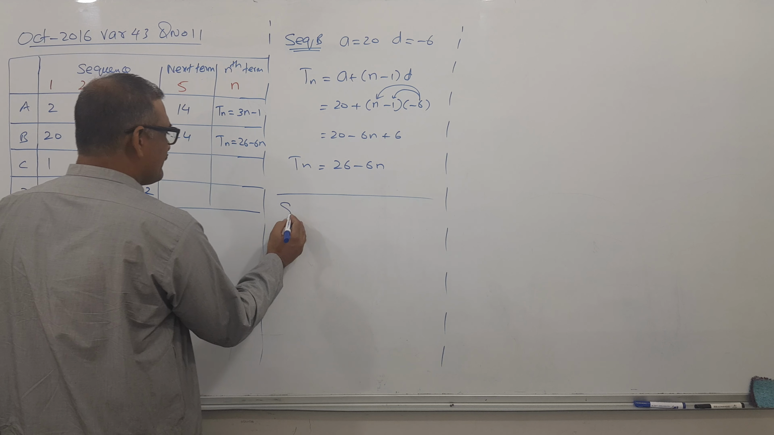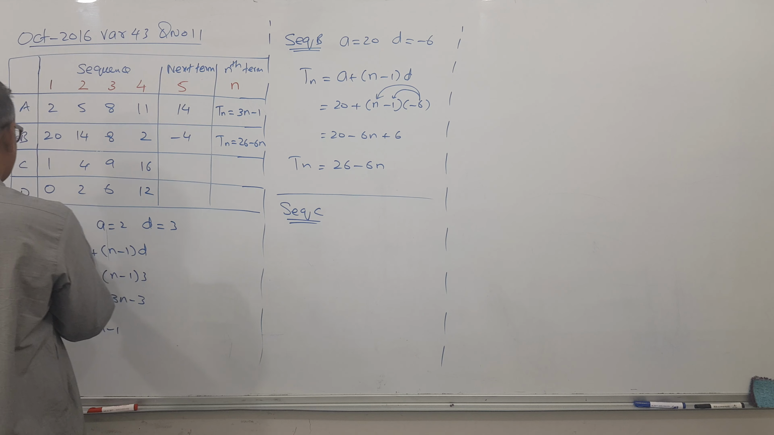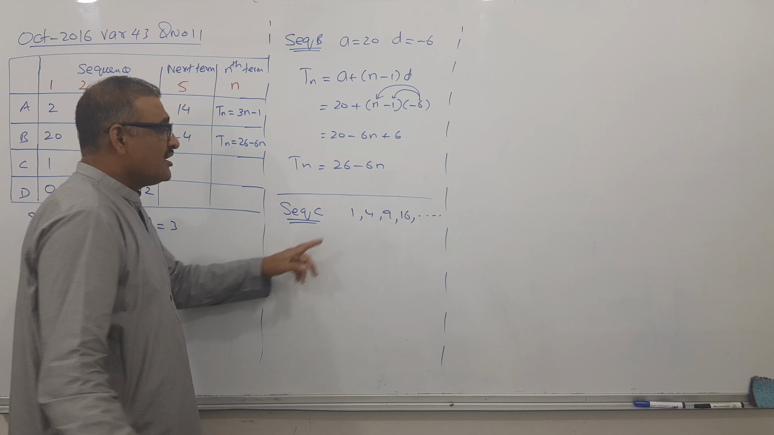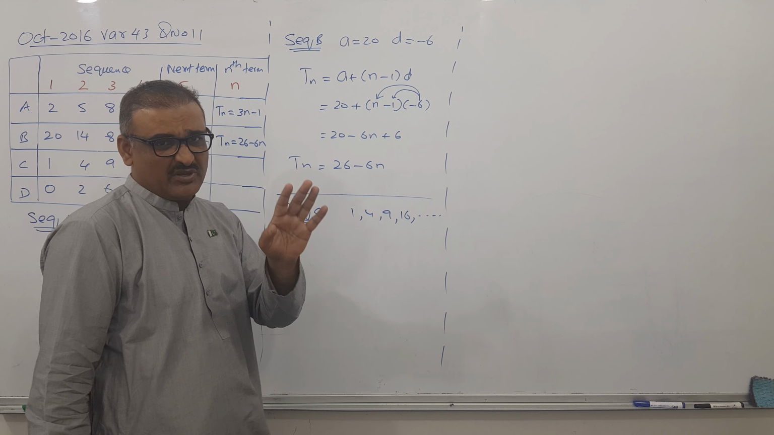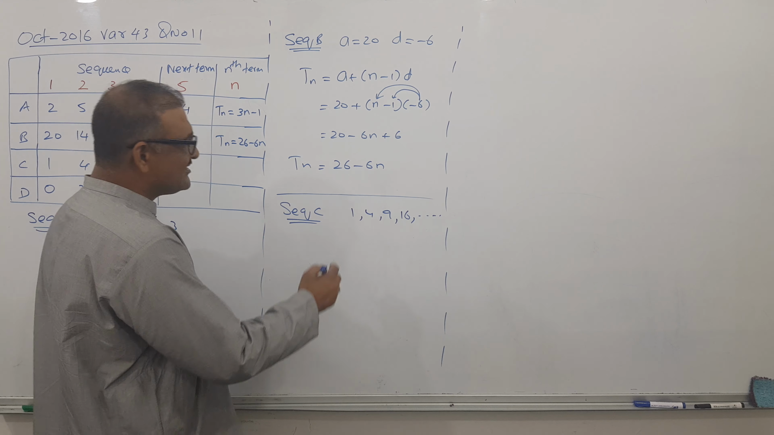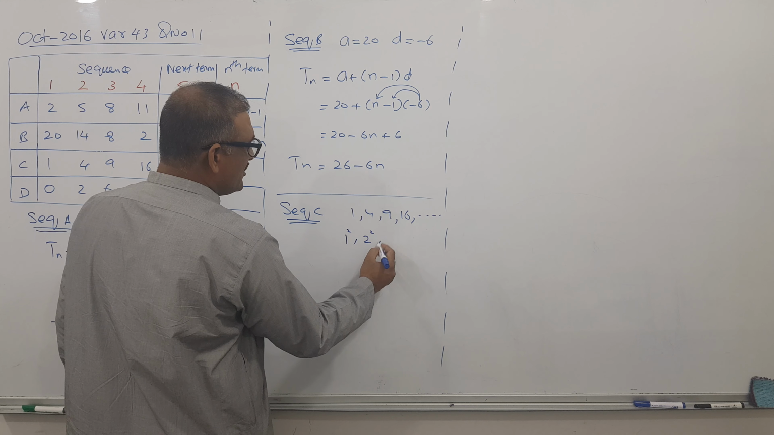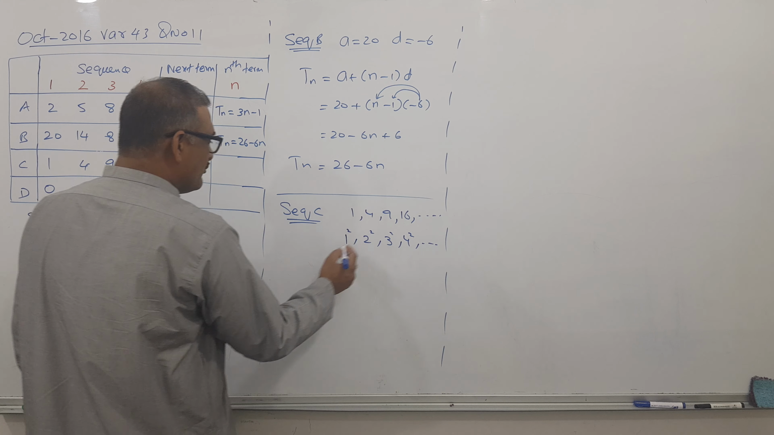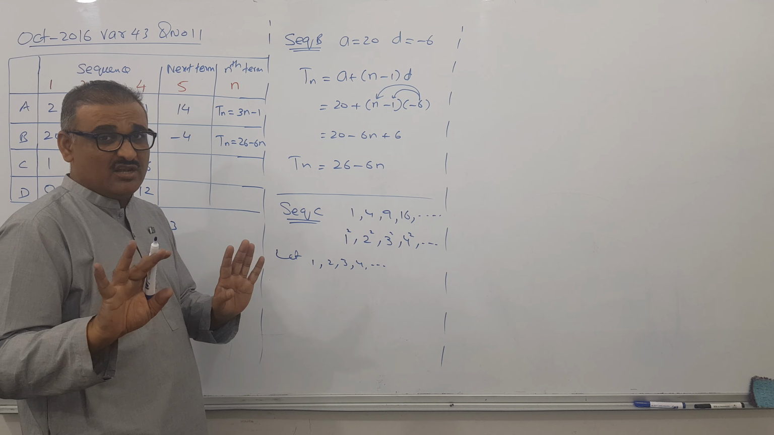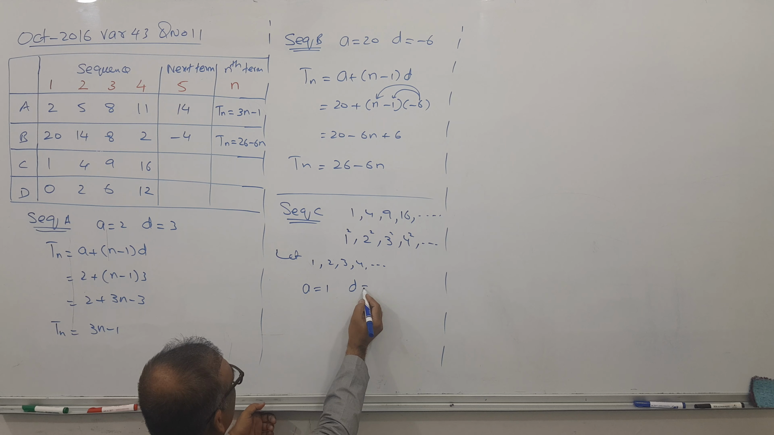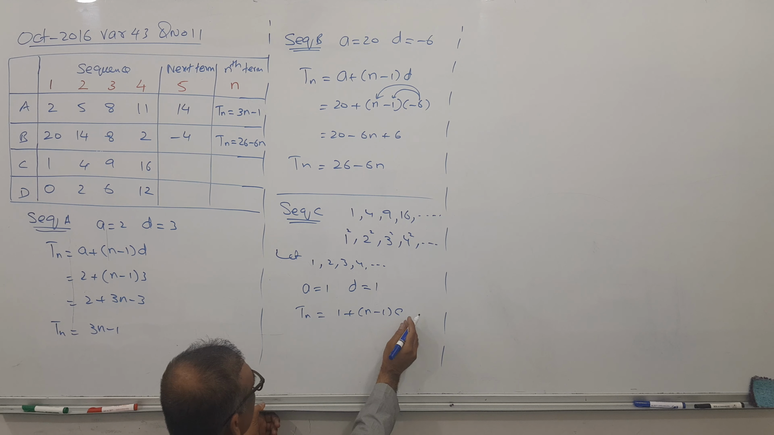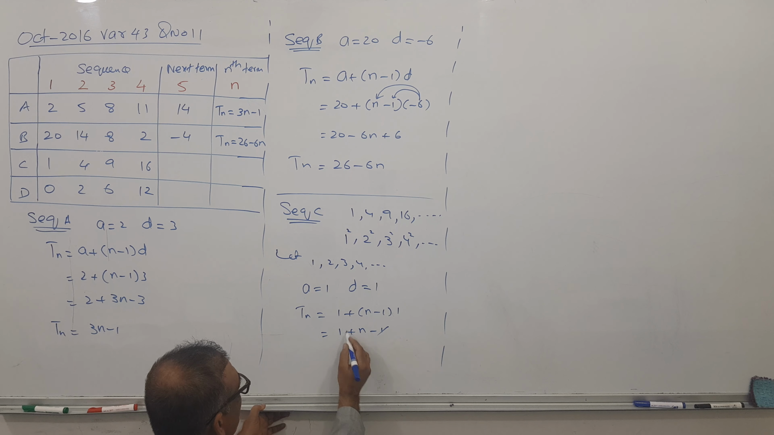Next one is sequence C. You can check here: 1, 4, 9, 16, continue. So 4 minus 1 is 3 and 9 minus 4 is not 3. It means no AP. Into 4 I got it, into 4 I'm not getting, so no AP, no GP. I can understand this is the square of 1, this is the square of 2, this is the square of 3, this is the square of 4. Remove the squares and I select 1, 2, 3, 4. I know this nth term is n only, but I can show working. What is A? A is 1. What is the common difference? 2 minus 1 is 1, 3 minus 2 is 1, 4 minus 3 is 1. So the formula, you know, A plus n minus 1 into D, and D is 1. Open the formula.